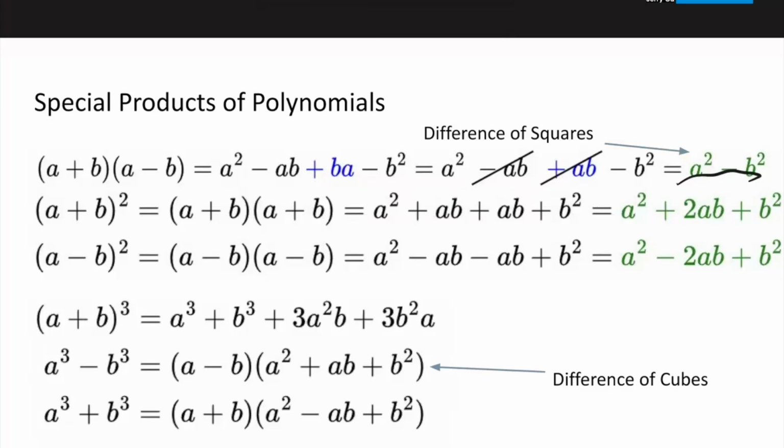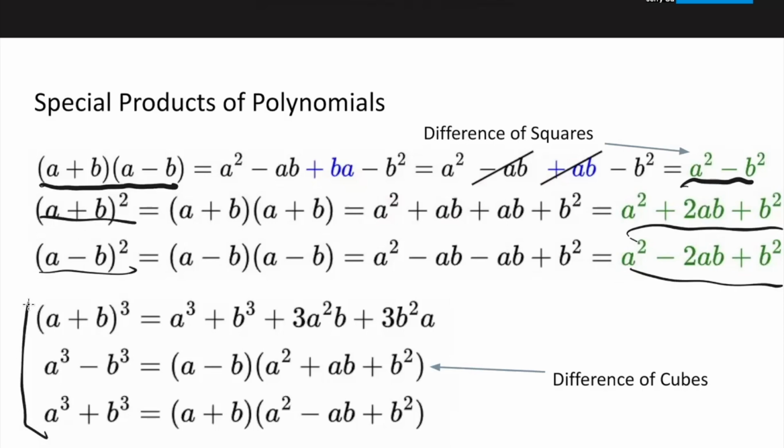Here are some special products of polynomials. When you have a plus b times a minus b, that is simply a squared minus b squared. This is called the difference of squares. When you have a plus b squared, which is equal to a plus b times a plus b, you get a squared plus 2ab plus b squared. When you have a minus b squared, which is a minus b times a minus b, you get a squared minus 2ab plus b squared. I highly recommend that you memorize all three of these formulas.